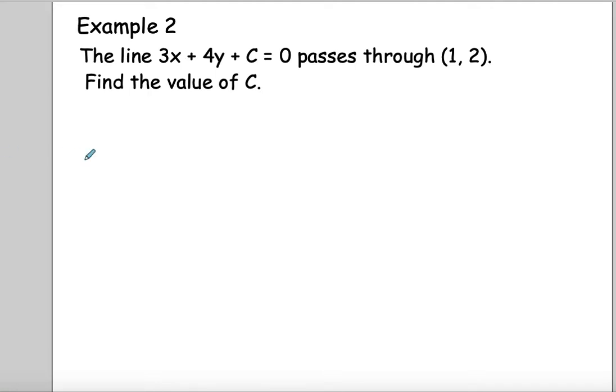This question says the line 3x plus 4y plus c is equal to 0 passes through the coordinate 1, 2. So we know that when we have a set of coordinates, it's given in the form of x and y, because in the alphabet, x comes before y, so x has to be first here.